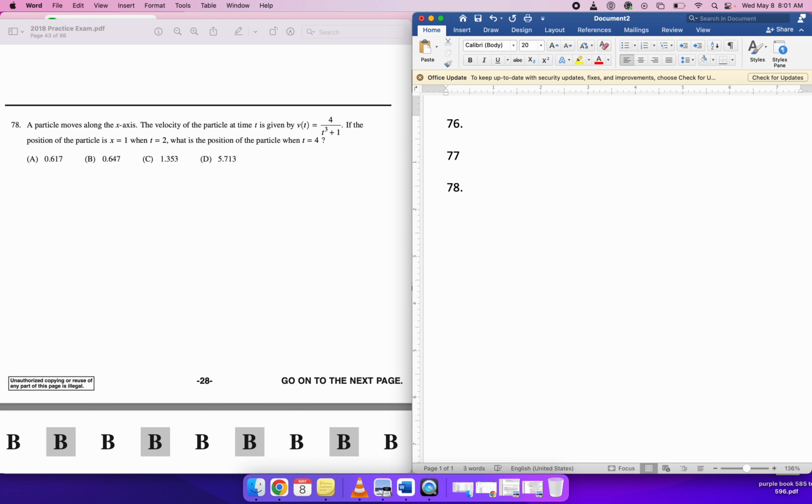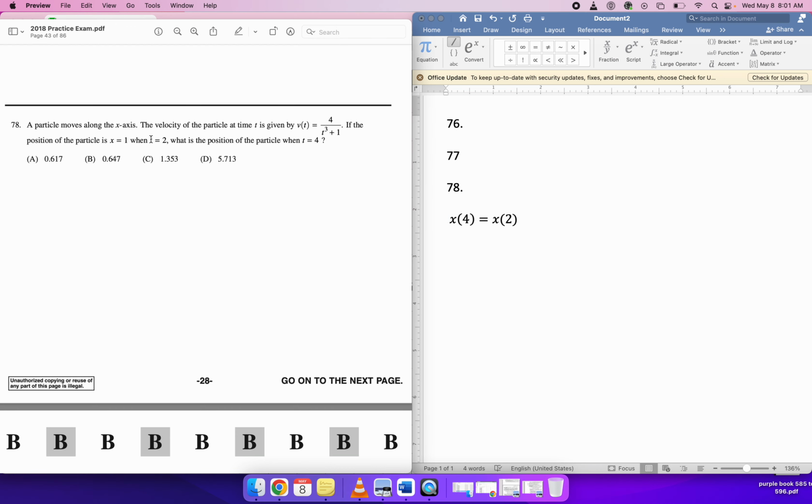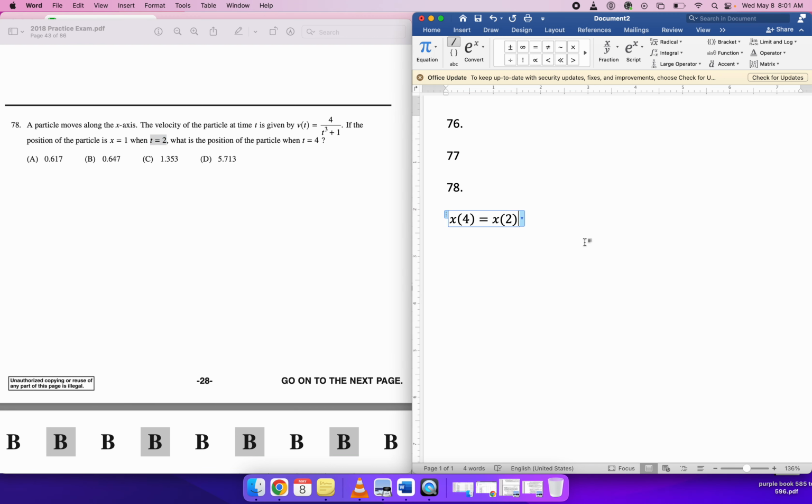Well, one way to view it is to say it's a bit like later value equals earlier value plus net change, because we can say that the later value of the position function, like the position at time 4, is equal to the earlier value of the position function, which is x of 2, right? 2 is the time that they give you. Plus the integral from 2 to 4 of x prime of t dt. Okay, that's like later value equals earlier value plus net change.